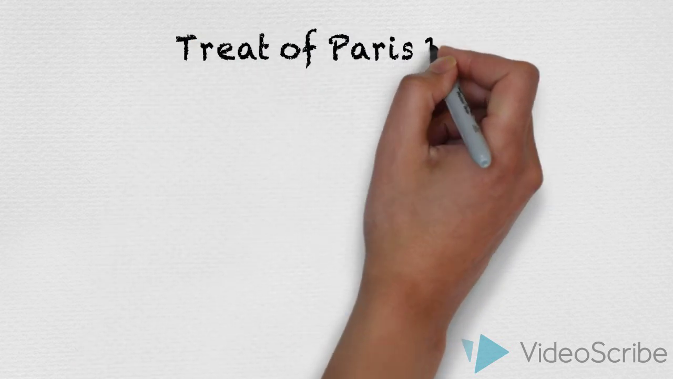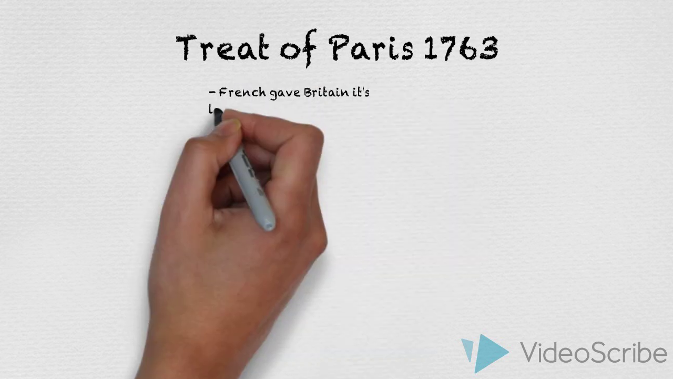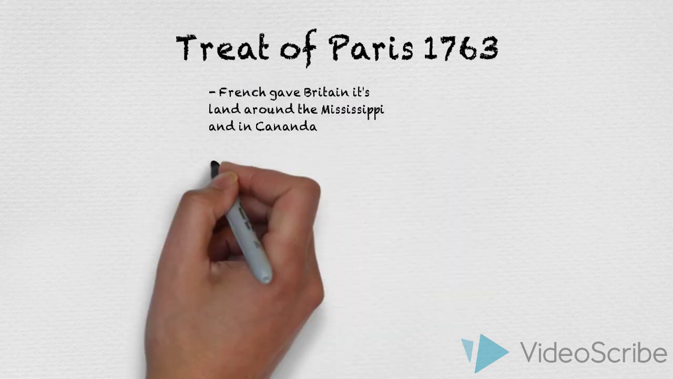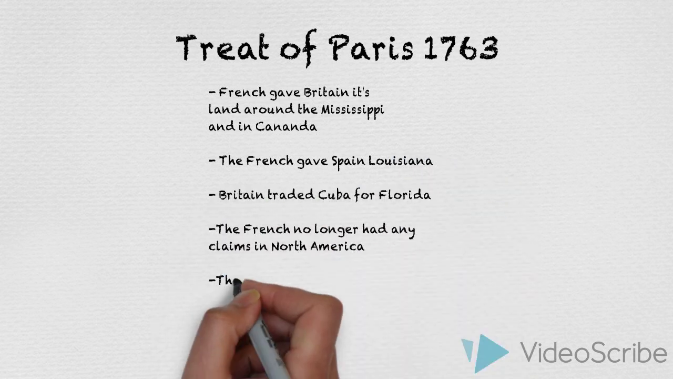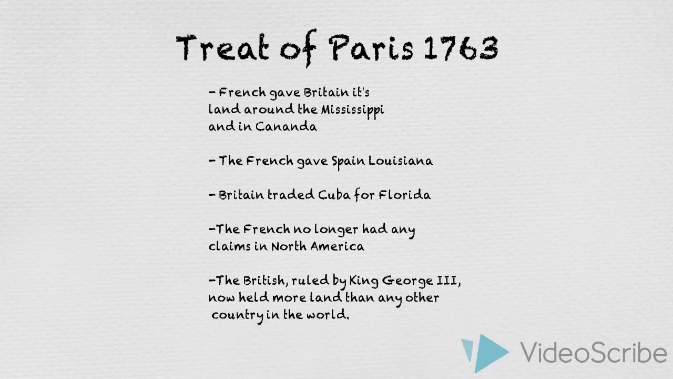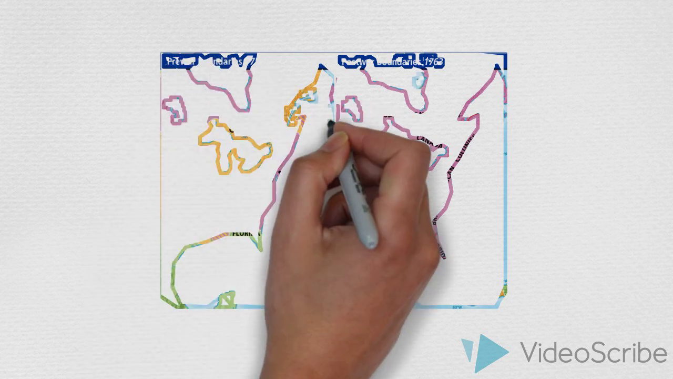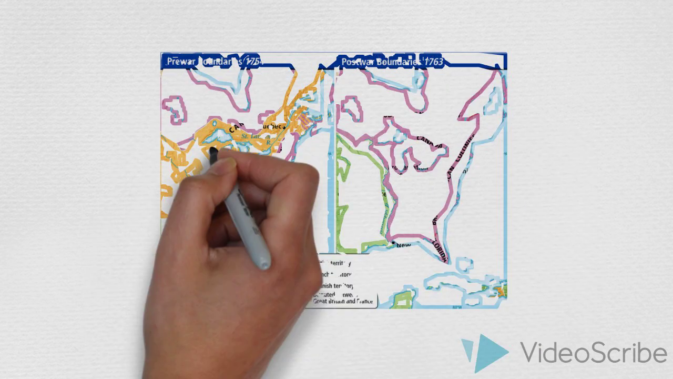And it worked. In 1763, they signed the Treaty of Paris. The Treaty of Paris said that the French were going to give Britain all of its land east of the Mississippi and up in North Canada. The French were going to give Spain Louisiana, which was in the south. The French no longer had any claims in North America, and now Britain and King George III held the most land in North America, actually in the world.